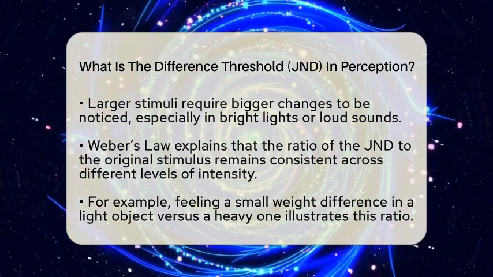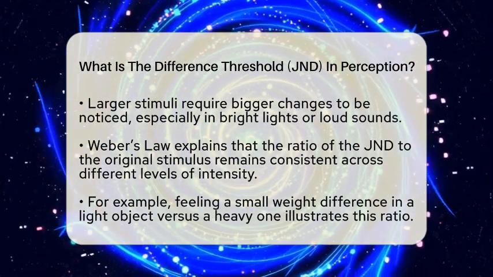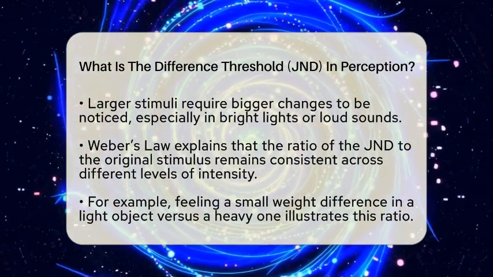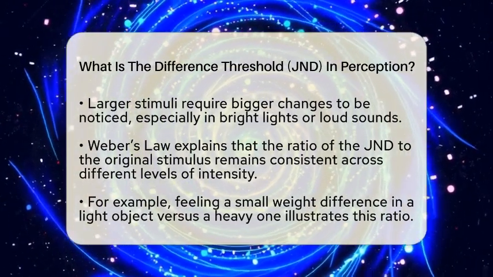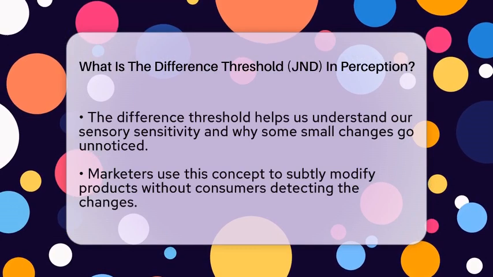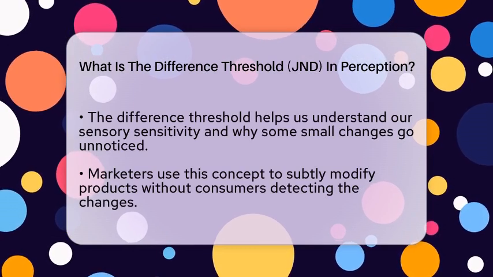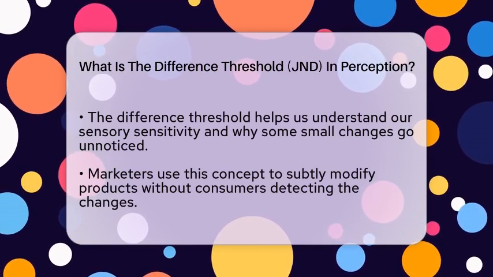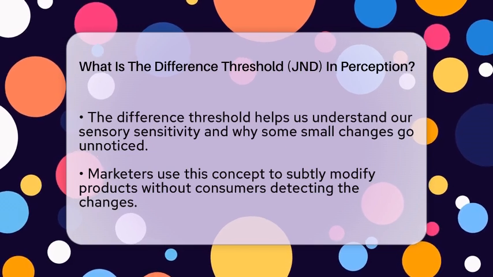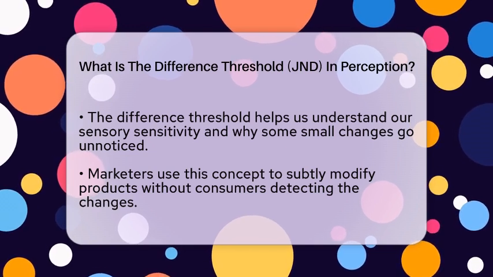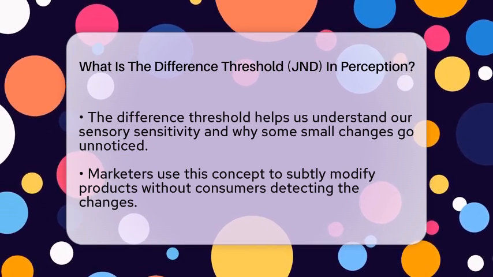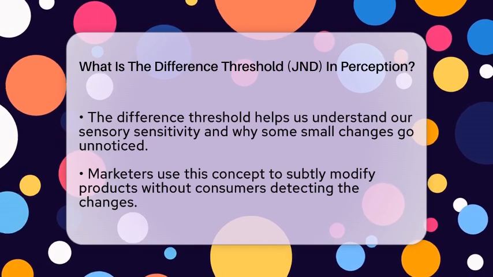The way our senses respond to these differences is described by Weber's law. It states that the ratio of the JND to the original stimulus stays roughly the same across different levels of intensity. So, if you are feeling a weight of 1 kilogram, you might notice a difference of about 50 grams. But if you are feeling a 10 kilogram weight, you might need to feel a difference of about 500 grams to notice a change.